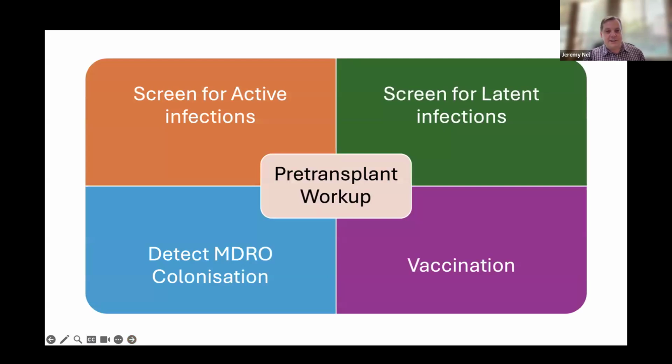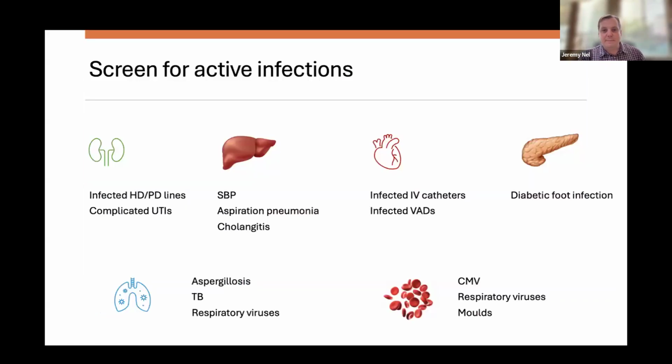What does this comprise of? The first component is to screen for active infections, and I'm going to take you through each one of these. The second component is to screen for latent infections, then to detect multidrug-resistant organisms, and then vaccination. So those are the 4 pillars of a pre-transplant workup. So let's go through them one by one.